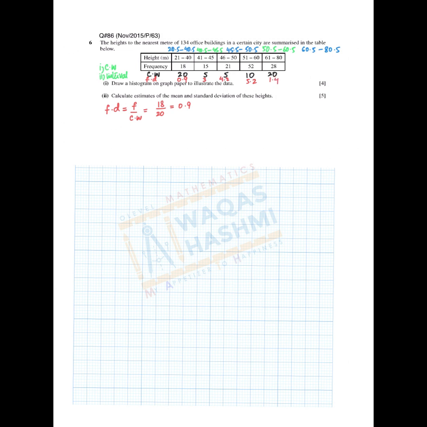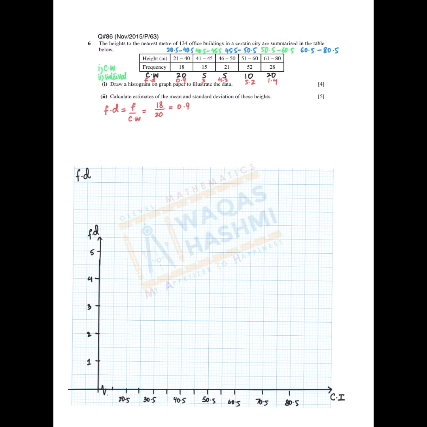Once you have found out the value for frequency density, you need to construct frequency density on the y-axis and the class interval on the x-axis. All right. So these are the values I have plotted on the graph, right? On my x-axis, I have class interval. On my y-axis, I have frequency density. I have the value for frequency density.